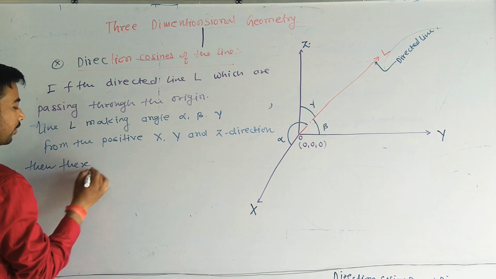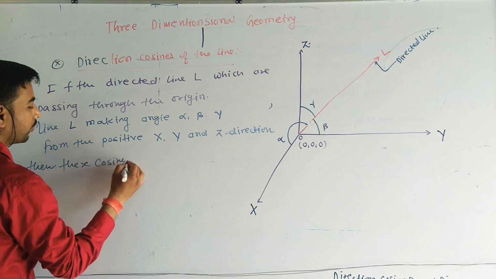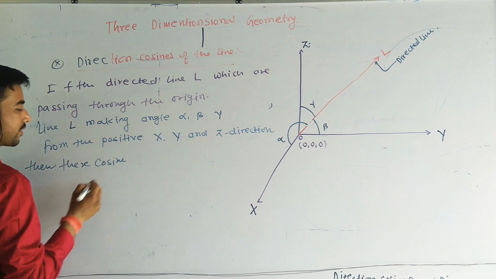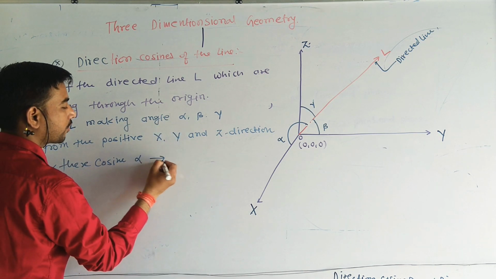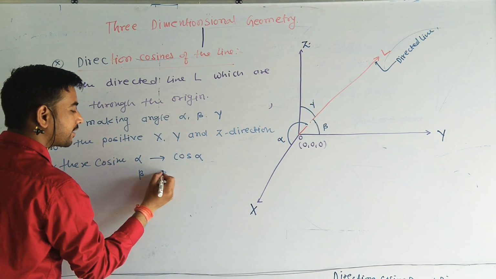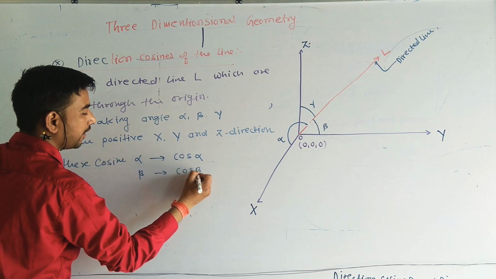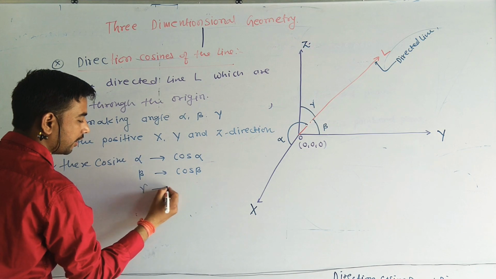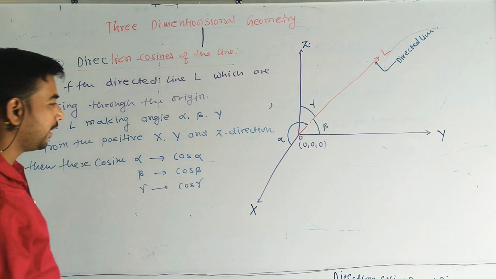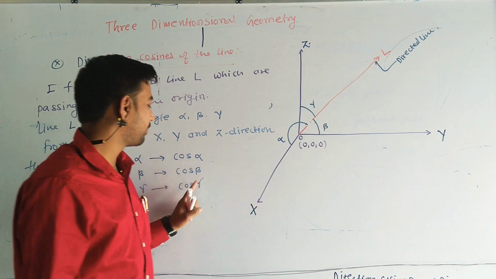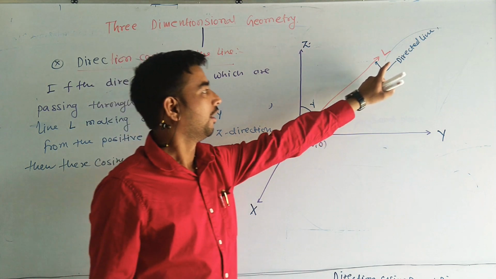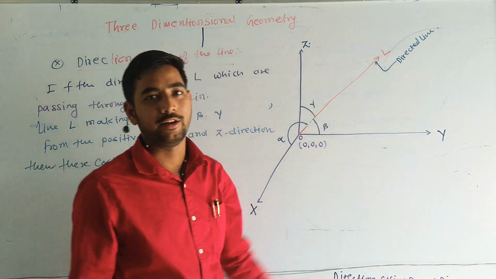Okay, then their cosines. The cosine of alpha is cos alpha. The cosine of beta is cos beta. And the cosine of gamma is cos gamma. So actually cos alpha, cos beta, cos gamma represent the direction of the line.